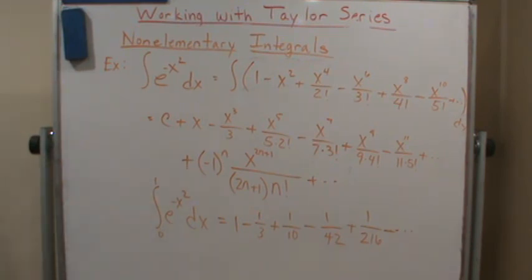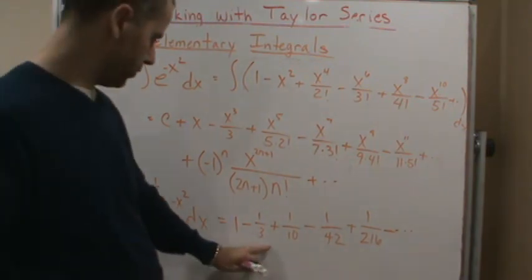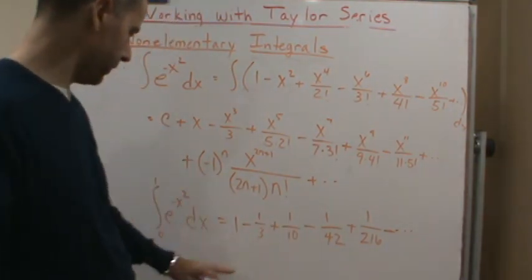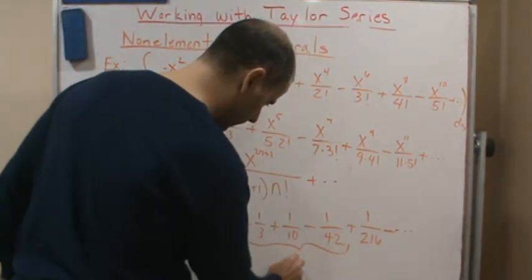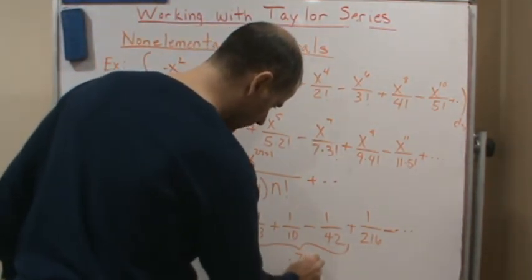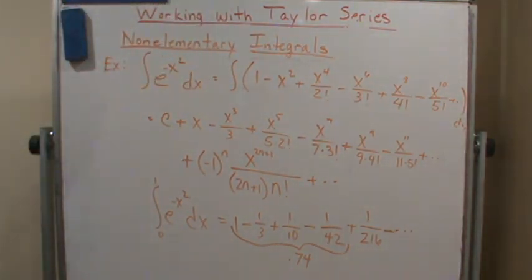Now, the sum of the first 4 terms is approximately 0.74 if you use your calculator. So if you add these 4 terms, they are going to be approximately 0.74.